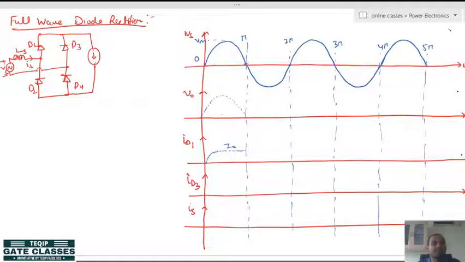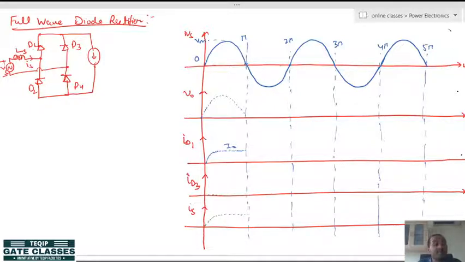Now, what will happen, and diode D3 current will be 0, and the source current. Now, when D1 D4 conduct, it will be positive, and when D3 D2 conduct, it will be negative. So, let us say that the source current is going like this, okay, no problem. Now, what will happen at pi to 2 pi?